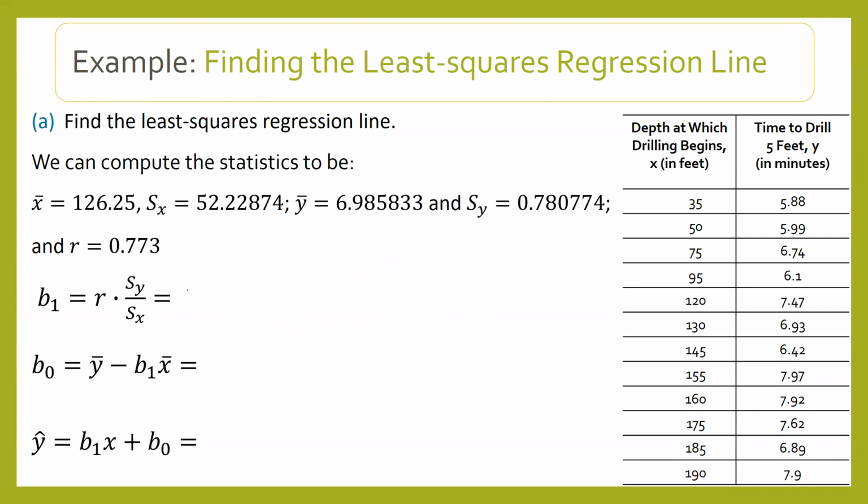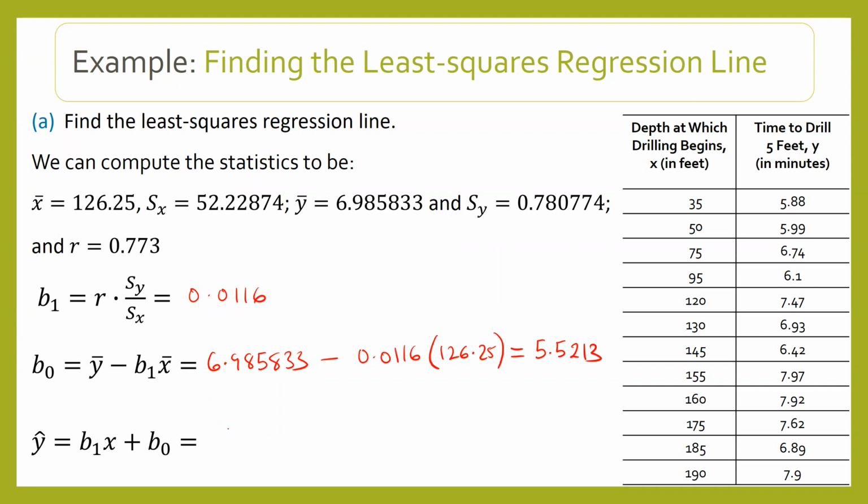All right, so just to repeat the answer we just got in the previous slide, we have 0.0116. Now for B naught: Y bar, the mean for Y, is 6.985833, minus the B1 we got, 0.0116, times X bar, which is 126.25. And if you do that multiplication with your calculator, what you will get here is 5.5213.